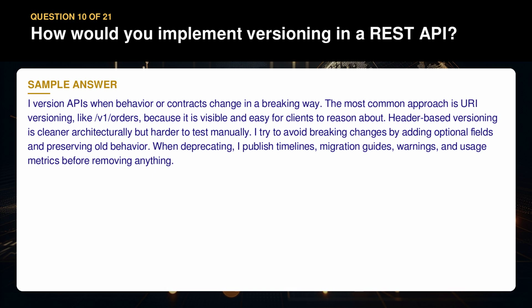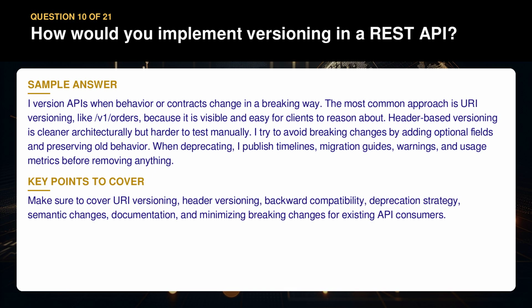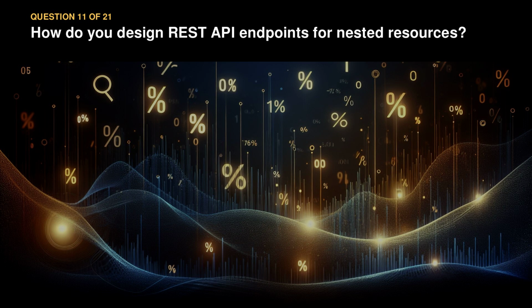I try to avoid breaking changes by adding optional fields and preserving old behavior. When deprecating, I publish timelines, migration guides, warnings, and usage metrics before removing anything. Make sure to cover URI versioning, header versioning, backward compatibility, deprecation strategy, semantic changes, documentation, and minimizing breaking changes for existing API consumers. Question 11.